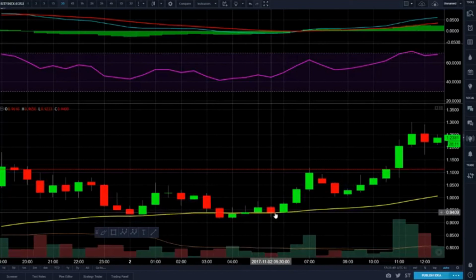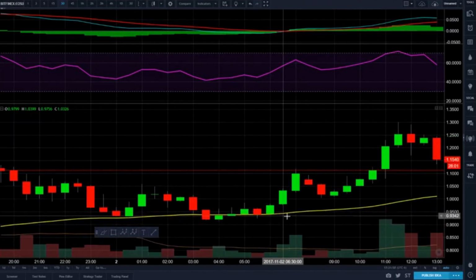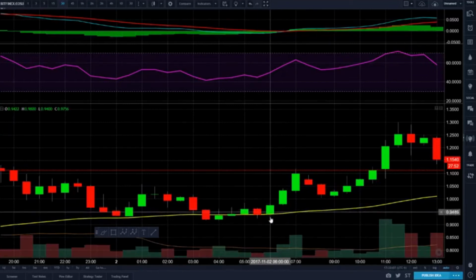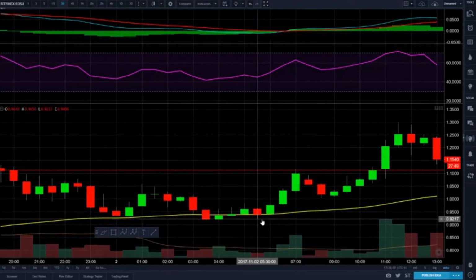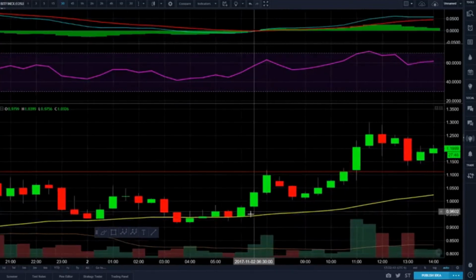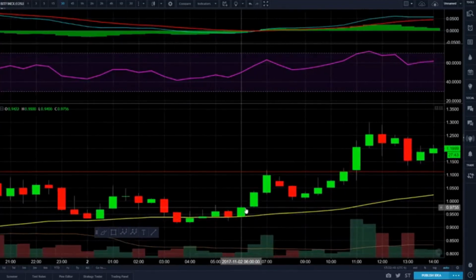The wick pokes through it, which is what we want. The bears attempt to push it down, but the bulls push it up. And now what we want, like my same rule, is the next candle to successfully close above the 55 EMA. So those are the two criteria that are important. One is a rejection to the downside, right? And two, the candle up next that closes after it ends up successfully closing above the 55 EMA.